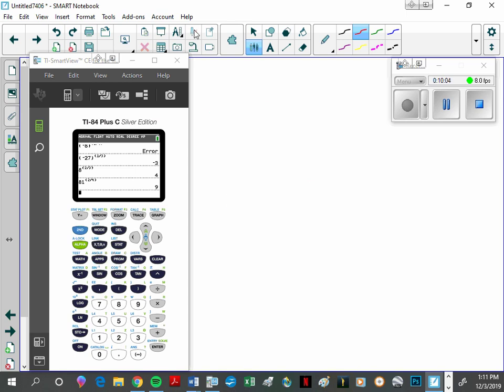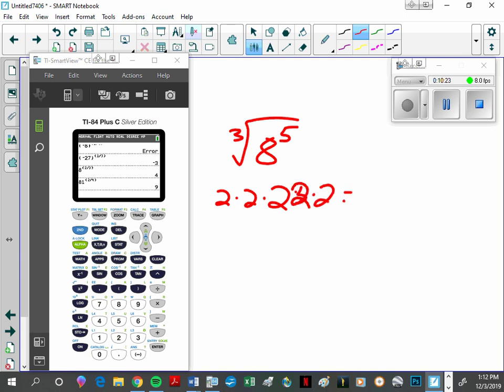Okay, what if I had the third root of 8 to the 5th? Can 8 be split into 3 equal factors? 2's. How many 2's are part of my solution? 5 of them, which is 32. It got bigger. So 8 raised to the 5/3 is 32.